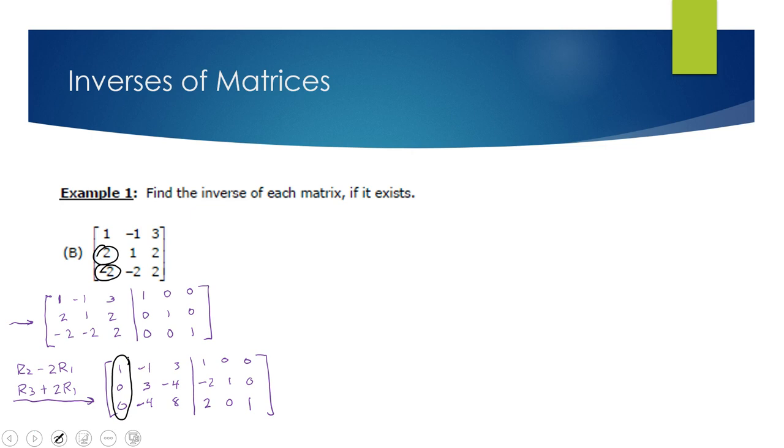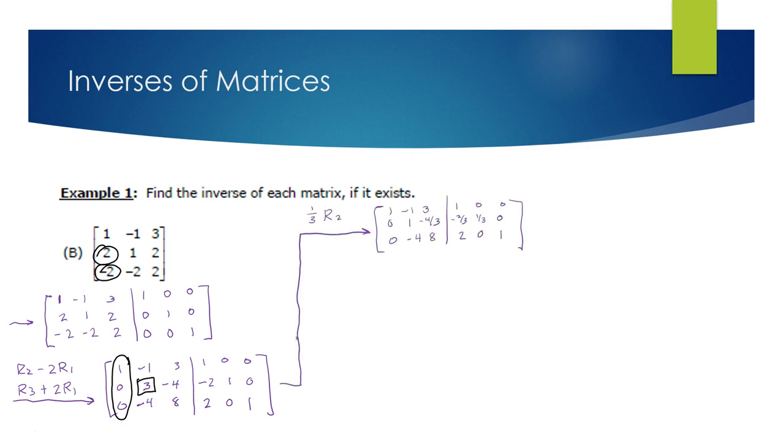Next thing that has to change is I want this to become a 1. So I'm going to take row 2, and I'm going to multiply it by a third, divide by 3, whichever way you want to put it. And if I take the entire row and essentially divide it by 3, that's what I get with row 1 and row 3 being unaffected.